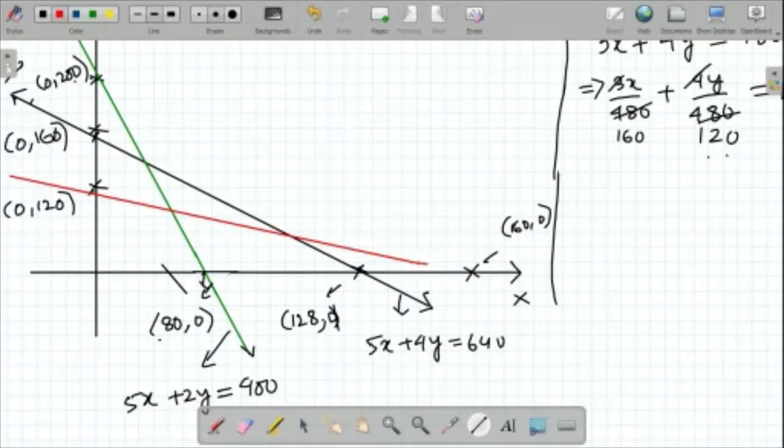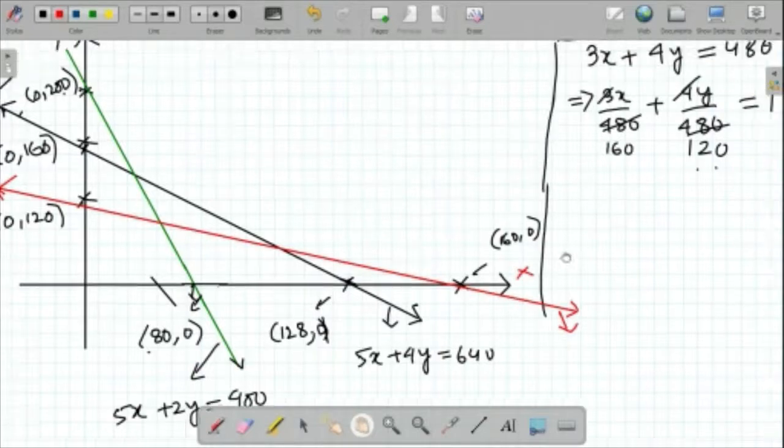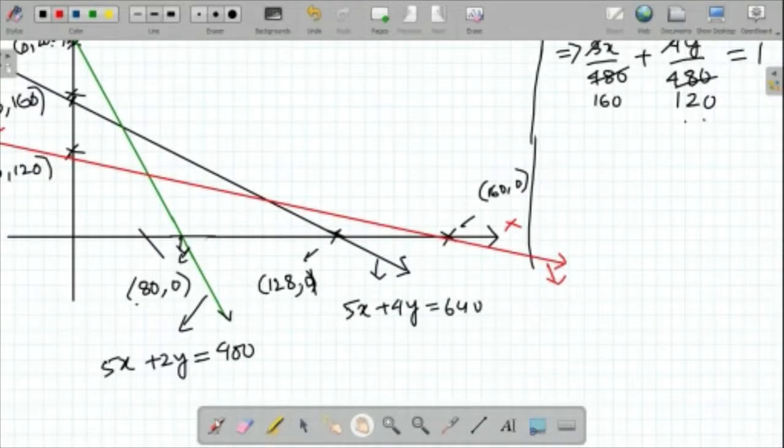Just wait. Okay, so this is my x. And what is this line? This line is 3x plus 4y equal to 480.